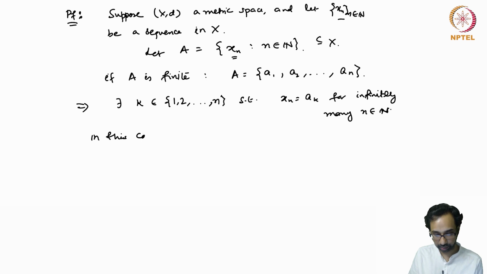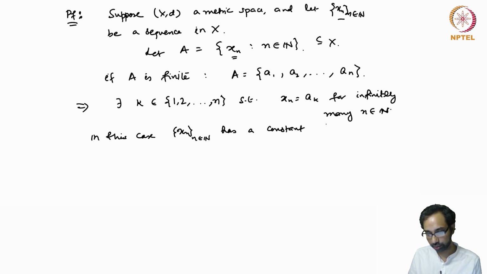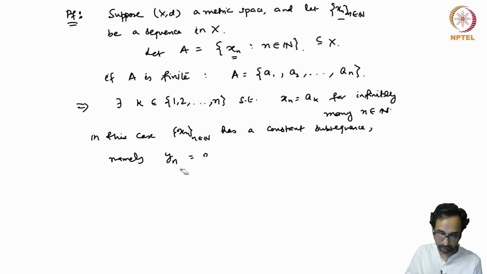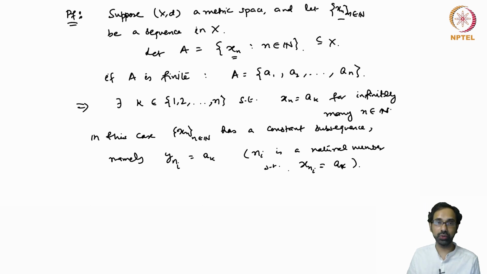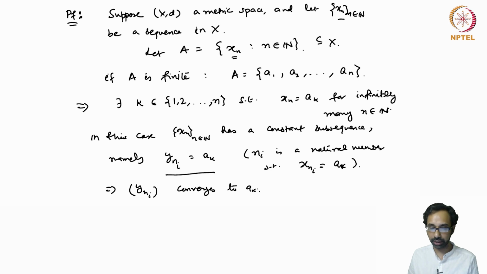So in this case, this sequence xn has a constant subsequence, namely y ni equals ak, where ni is a natural number such that x ni is equal to ak. And we have seen that there are infinitely many, so you can choose an increasing sequence for the subsequence property, and then you can simply assign y ni to be ak. And this is a constant subsequence. This implies that y ni converges to ak, and so we have found a subsequence which is convergent.